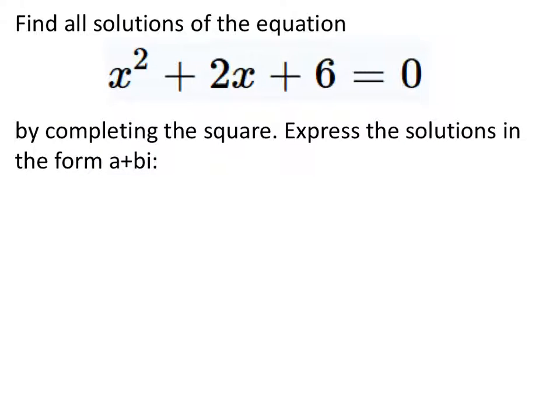Solve this by completing the square. All right. Well, we don't want that plus 6 there. And we do have a coefficient of x squared, and that's 1. That's good. So I'll subtract 6 from both sides.